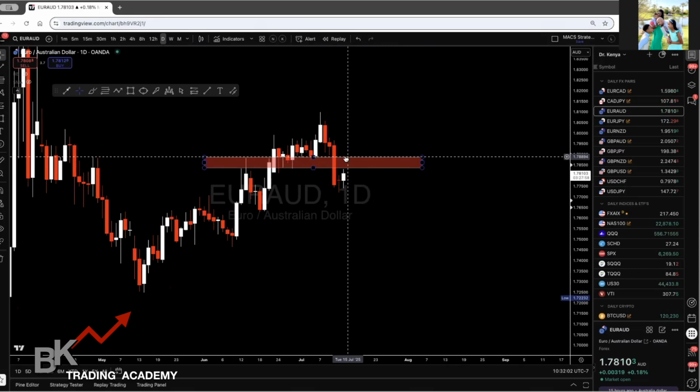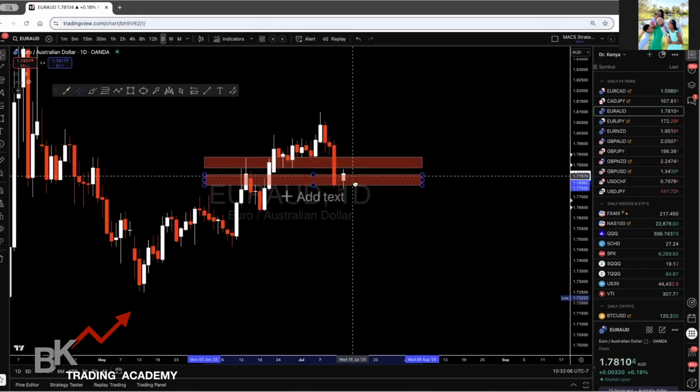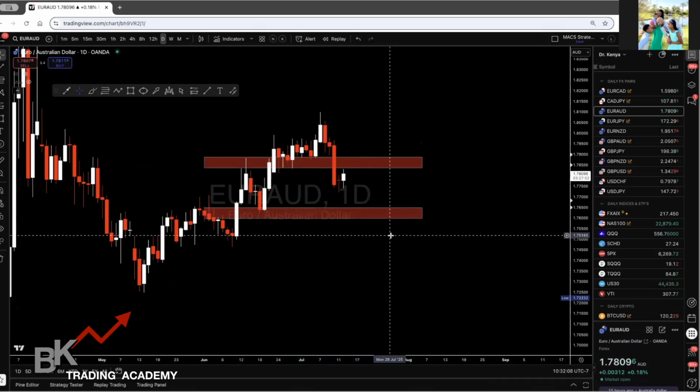Now that we have a key level above price where we want to execute from, we want to put a key level below price. This is the next major low where price is headed.